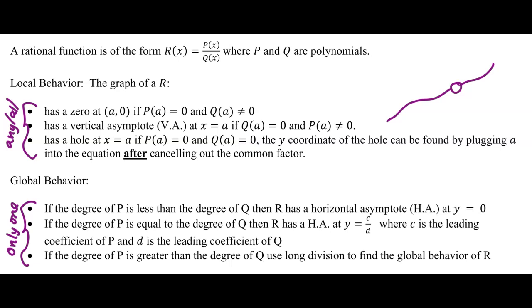And then for the global behavior, again, kind of a list that you just go down. It's just that you're not going to answer yes to all of these questions. You're first going to check the degree of P versus Q. And then depending on which of these three scenarios you have, you should be able to determine either a horizontal asymptote at 0, a horizontal asymptote based on the coefficients of P and Q, or some sort of slant asymptote as your global behavior of R. So again, come back and look over this and see if this notation is making sense and if you're understanding all of these pieces.